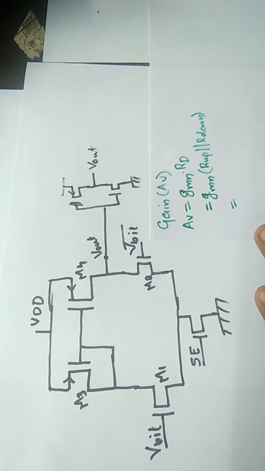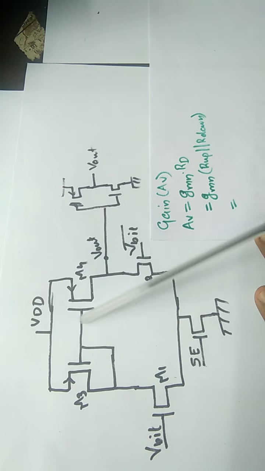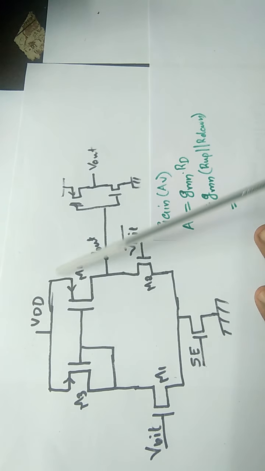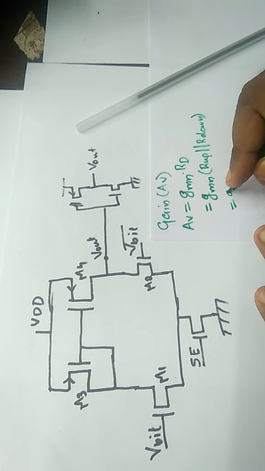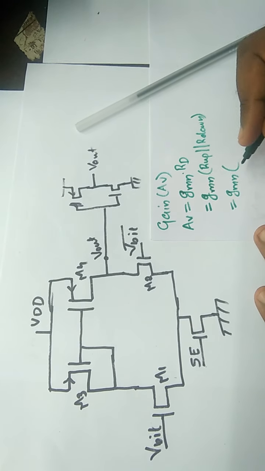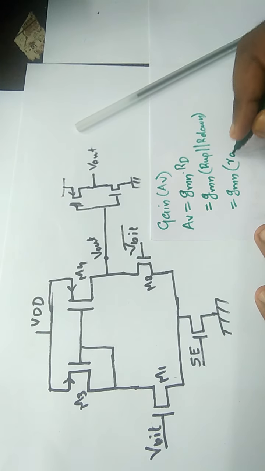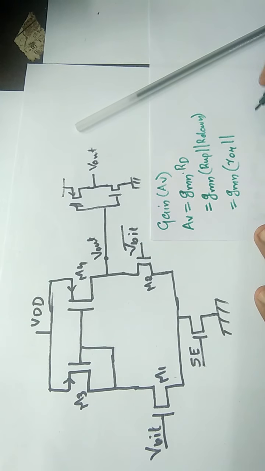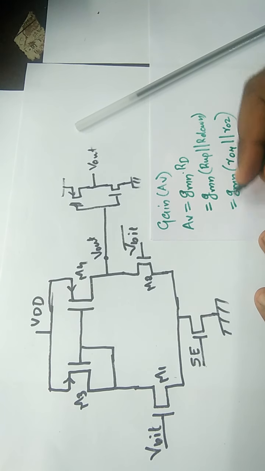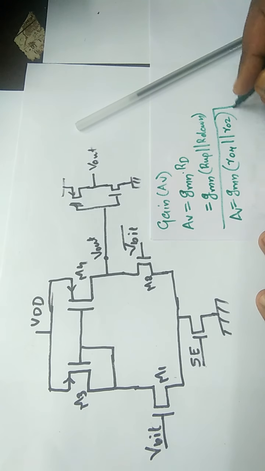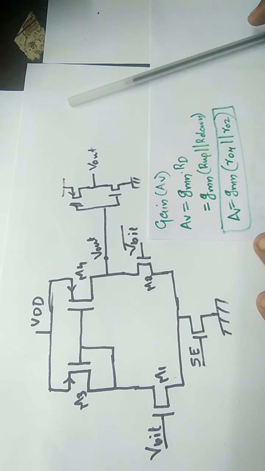Okay, so R up is the resistance seen looking upward. What will be the resistance looking upward? It will be the resistance of M4. So the resistance seen upward means RO4, parallel to the resistance seen downward, which means RO2. Simply, this will be the equation for gain. You can define gain as the transconductance of the input transistor times RD, where RD is R up parallel R down. From that we have derived the equation for gain as AV equal to GM into RO4 parallel to RO2.